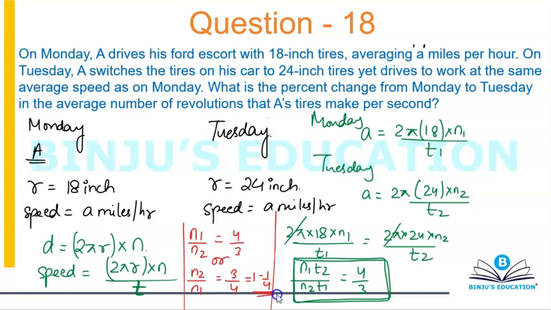N2 is the number of revolutions made on Tuesday. N1 is the number of revolutions made on Monday. Now it's 1 minus 1 by 4, which means there is a decrement of 25%, since you are reducing the fraction by 1/4, which is 25%. Again, that's basically your answer. Okay, let's move on to the next one.